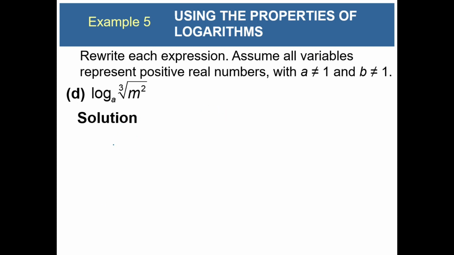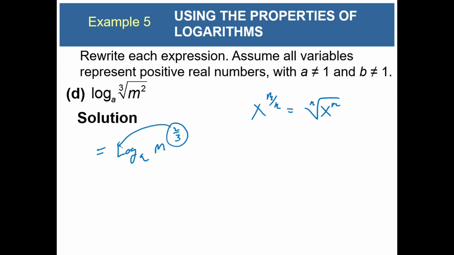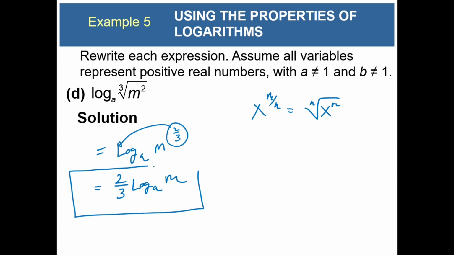Part D, let's rewrite log base a of the cube root of m squared. And we'll use our formula from the past, which is the exponent rules. x to the m over n is equal to the nth root of x raised to the m. So I can rewrite this as a rational exponent again. So this is equivalent now to log base a of m raised to the 2/3 power. And now we can use the power rule to bring that 2/3 to the front. So we have 2/3 log base a of m, and this is our rewritten expression.